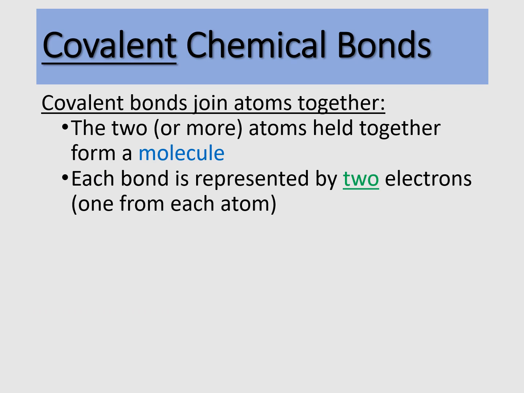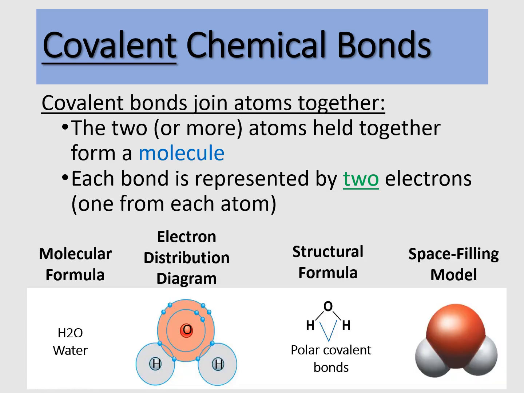So now let's review our covalent bonds, right? So we have 2 or more atoms held together to form a molecule. So a molecule is just multiple atoms together, okay? And each bond is represented by 2 electrons. So 1 from one atom, 1 from the other, and we're going to share them, okay? So let's give our water example again, H2O. So here's our electron distribution diagram, or our atomic model, right?